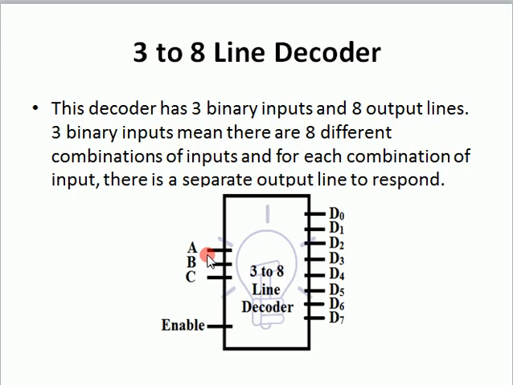So 3 binary inputs means that there are 8 different combinations of inputs, and for each combination of input there is a separate output line to respond. As we are having the 3 inputs here, A, B and C, and one input is the enable input, and at the output side we are having D0, D1, D2, D3, D4, D5, D6 and D7.